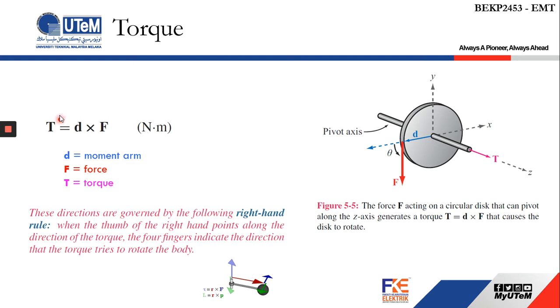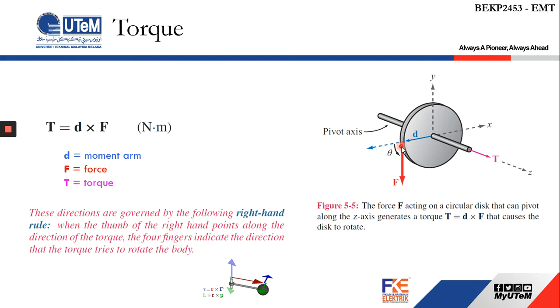Okay, so to calculate torque, it's given as D cross F, where D is the moment arm. So as you can see from the figure, D refers to the radius, or the distance from the center point to the end of the cylinder or the disc, while F is the force applied to the disc, right?